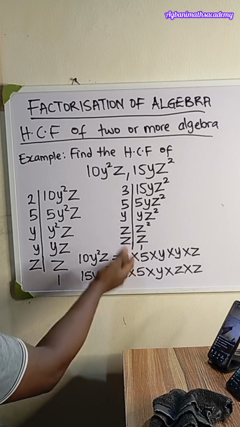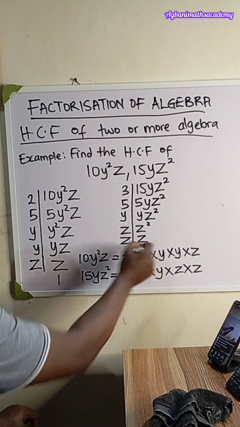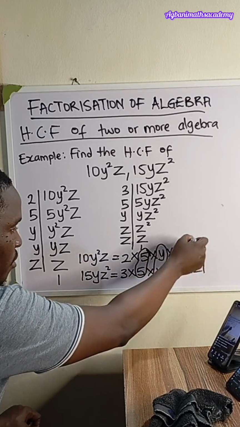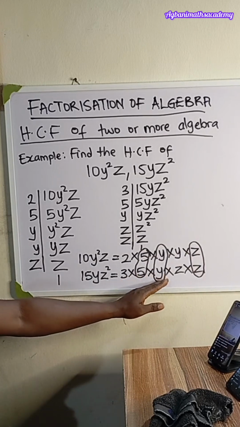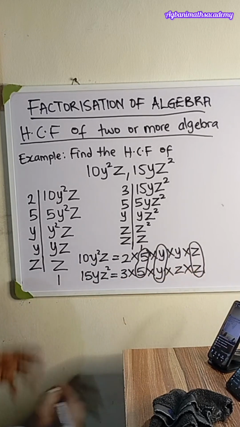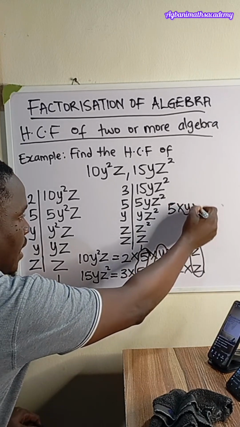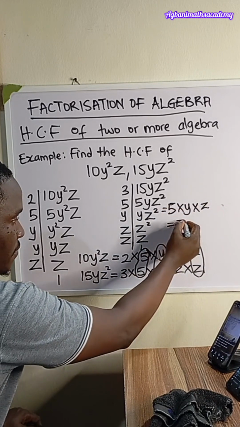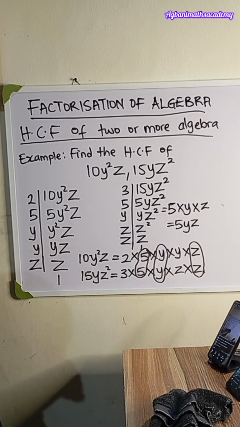So now we look at these two and see what is common between them. So 5 is common, y is common, and z is common. Okay, so 5 is common, y is common, and z is common. Therefore, we bring out what is common. What is common is 5 times y times z. Sorry, I'm writing it here because of space. And then that gives us 5yz. Okay, so that becomes the HCF.